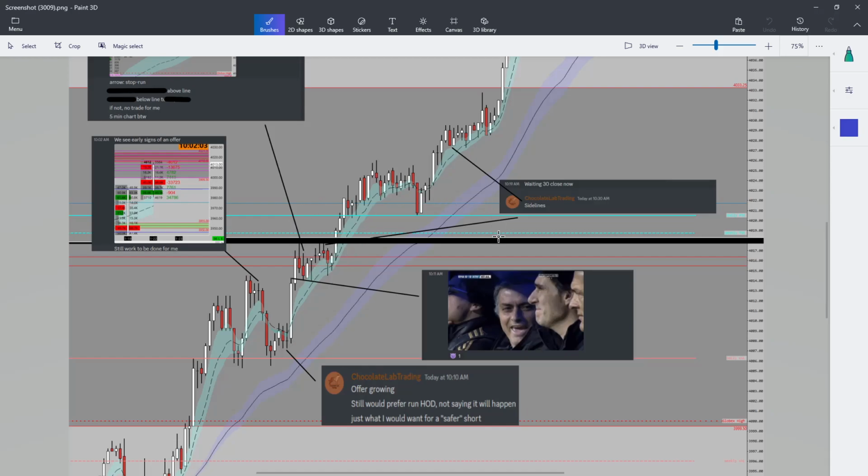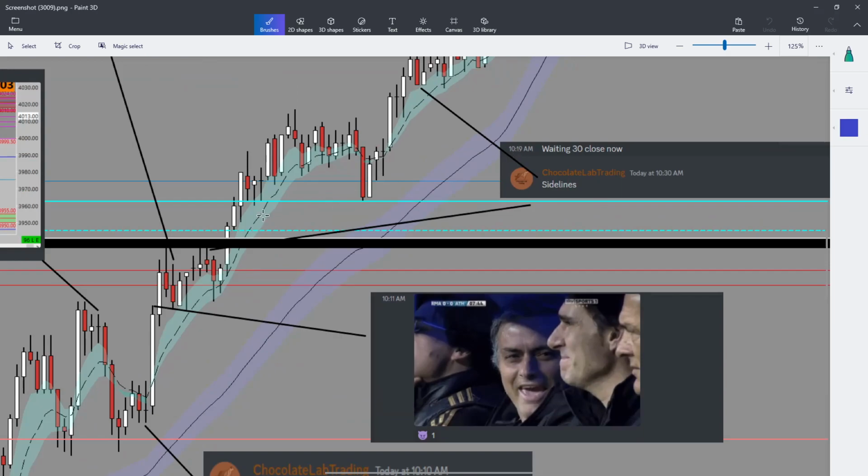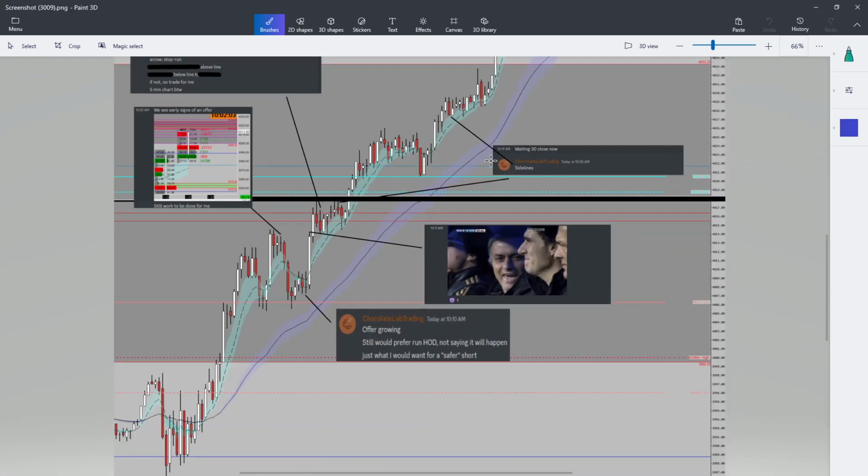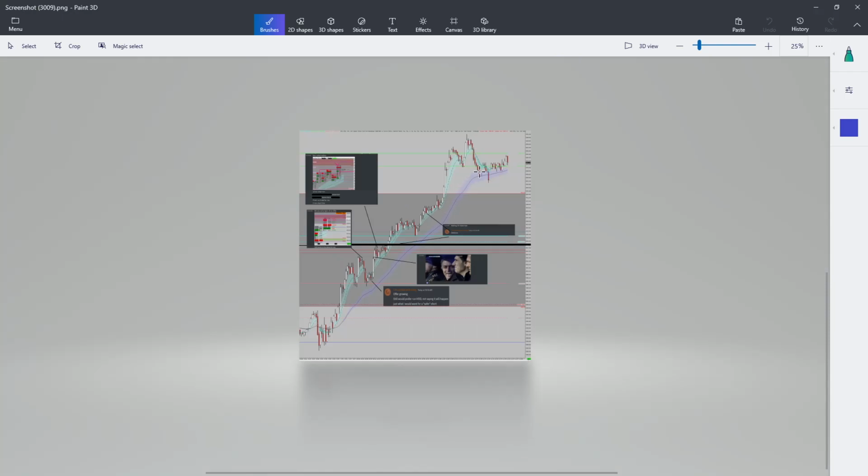So, didn't happen. Boom, we continue up. So now at this point, 10:19, which is right here, I said I'm waiting for this 30-minute close. I want to see what's going to happen. That 30-minute close would be at 10:30, right? That's the close of initial balance, or the first hour of the cash session. 30-minute close right here, sidelines, right? I want to wait until later of the day for a possible short.